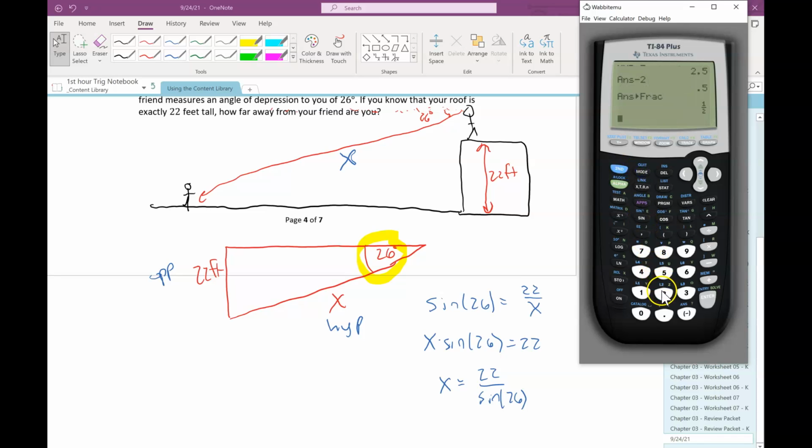So I'm just going to do 22 divided by sine 26. So I get about 50.2 feet.